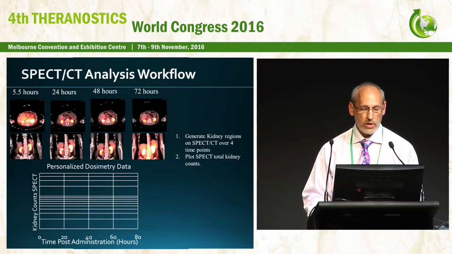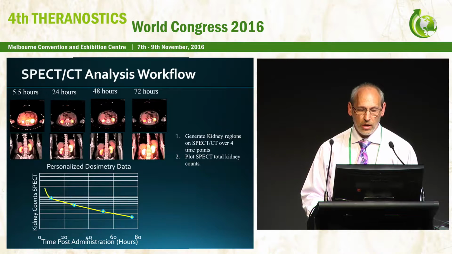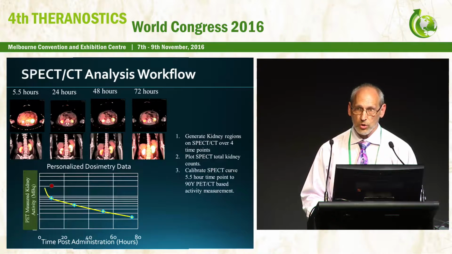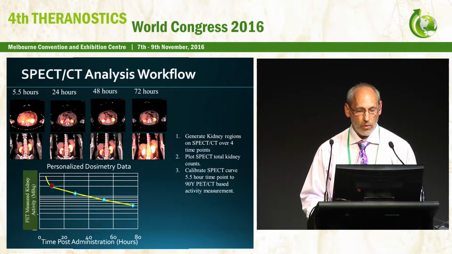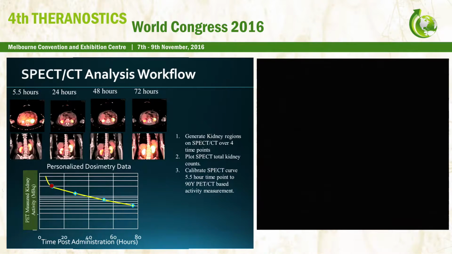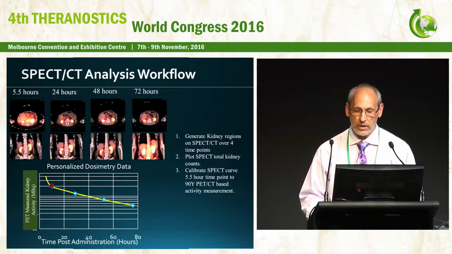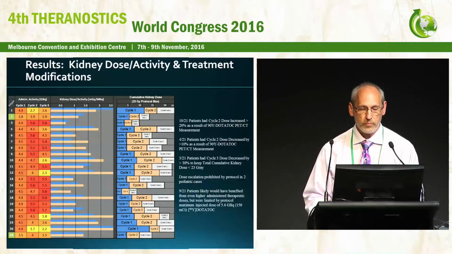From that, we generated a plot of kidney counts, in arbitrary units here, for the 4 data points from 5.5 hours up to 72 hours. But you remember that we also took a PET scan at 5.5 hours, which isn't in arbitrary units, it's in megabecquerels. So we scaled the SPECT curve to match the PET at that 5.5 hour time point. You integrate under this and you get total counts, and from total counts you can calculate the total dose.